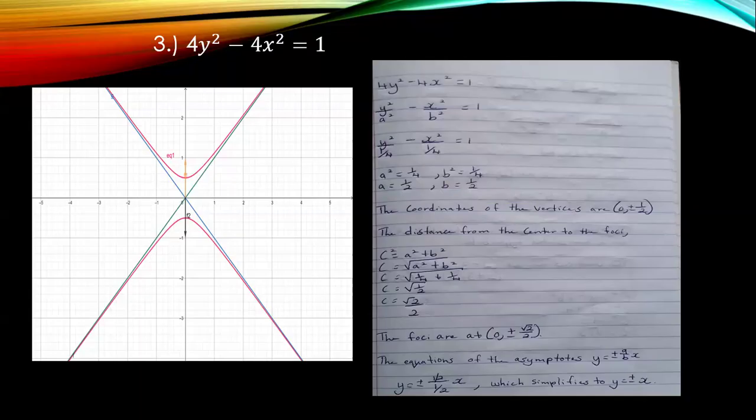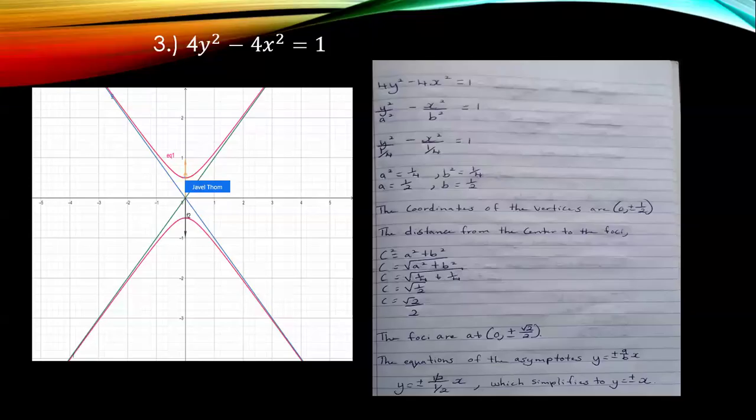So by looking at this, we can say our vertices are going to be 0, positive half, and 0, negative half. So if you look here, you will see this is half there and this is half here. So those are our vertices on the graph.